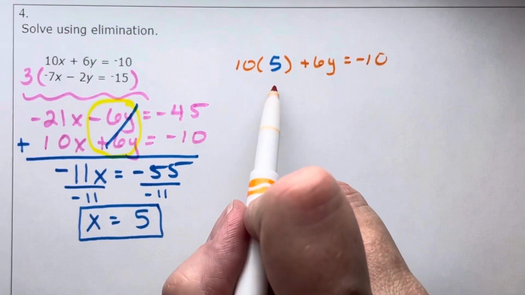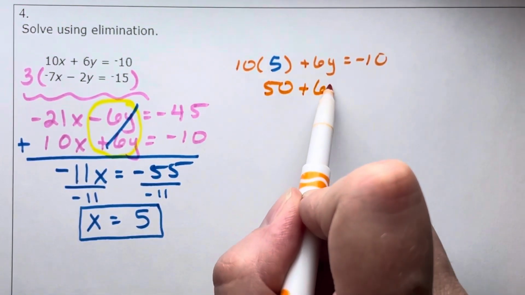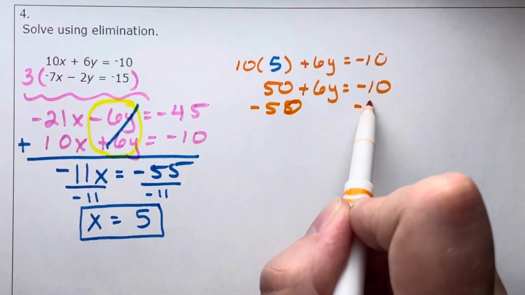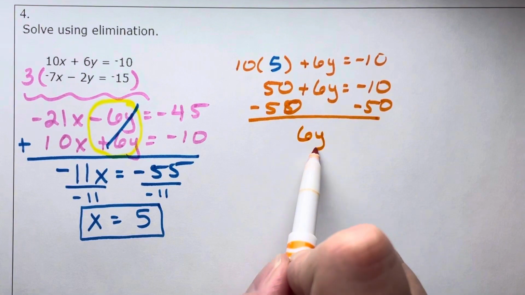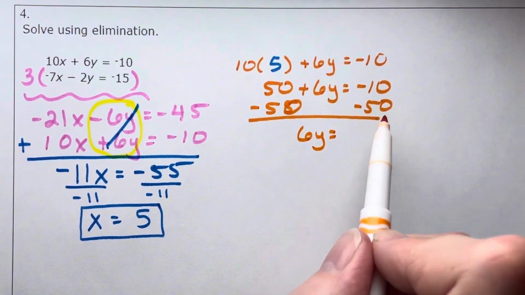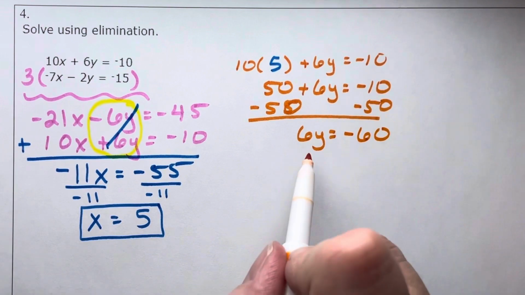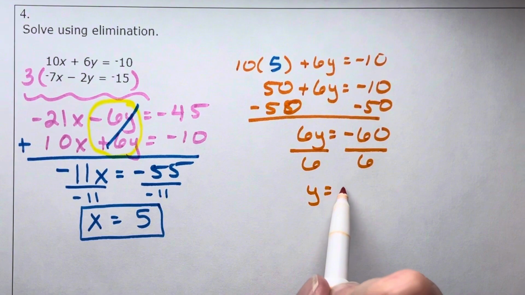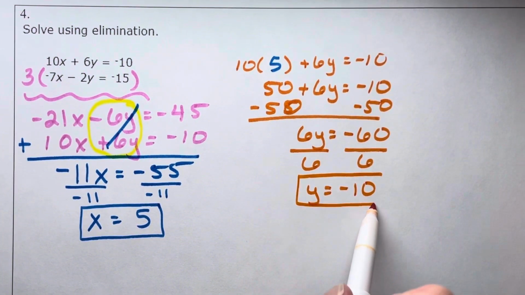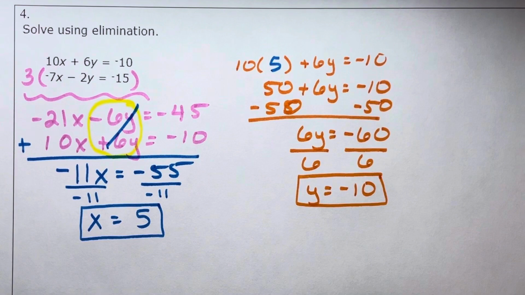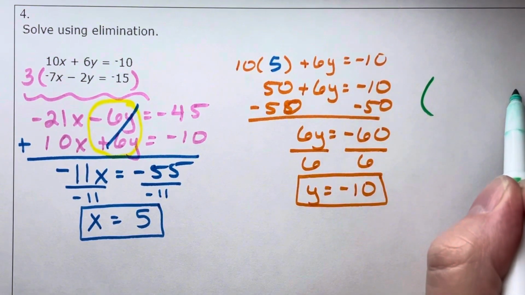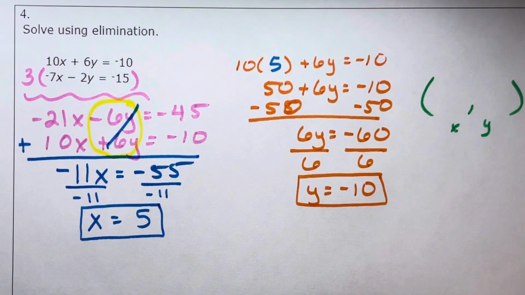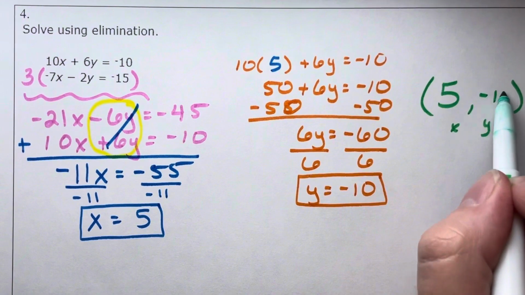Okay, so I replaced the x with the 5 that we found, and let's go solve for y. 10 times 5 is 50, plus 6y equals negative 10. We'll subtract that 50 on both sides of the river, giving us 6y equals negative 10 minus 50 more, which is negative 60. We'll divide by 6 on both sides of the river, and finally y equals negative 10. All right, let's write our final answer. The solution for this system of equations, written in the order of x and then y, is the coordinate point 5, negative 10.